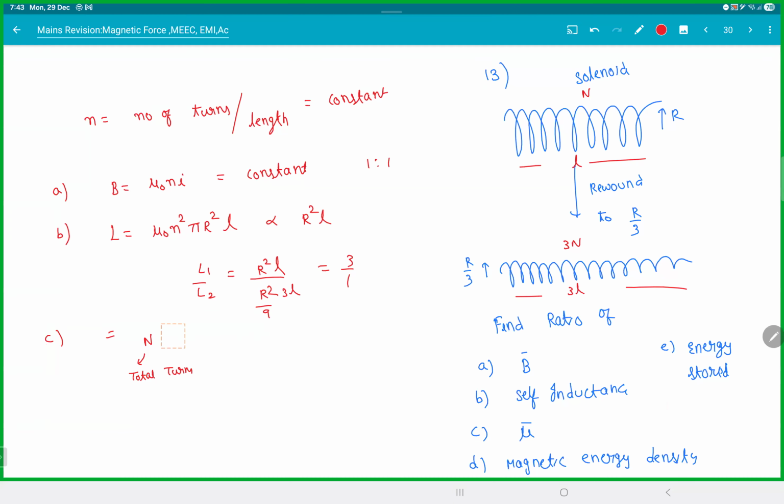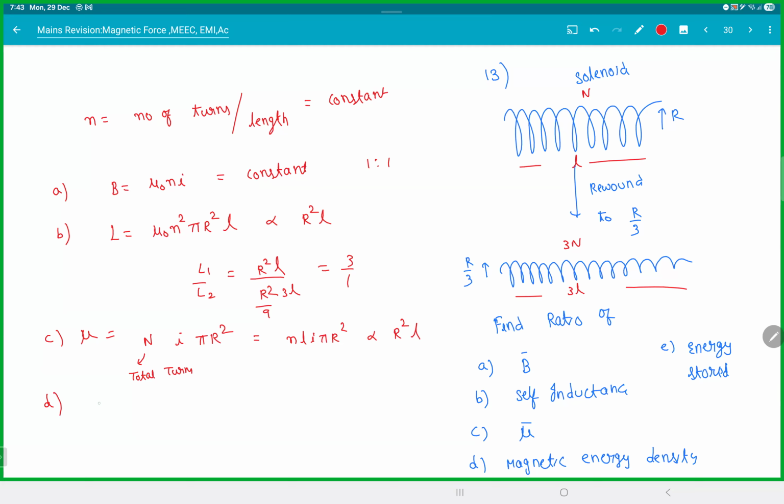So what are you trying to find? So this thing mu bar, which is Nia. Ni area is pi r square. So yep, number of turns will be, that is n into L. N Li pi r square. So this is also proportional to r square L. Okay. So you can do that.